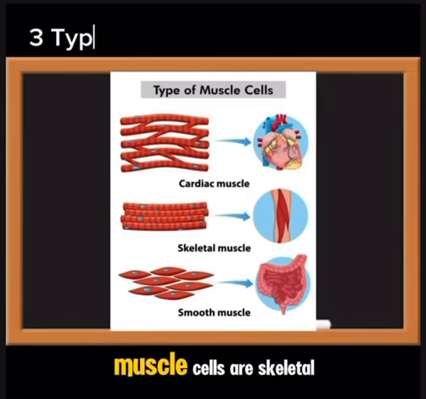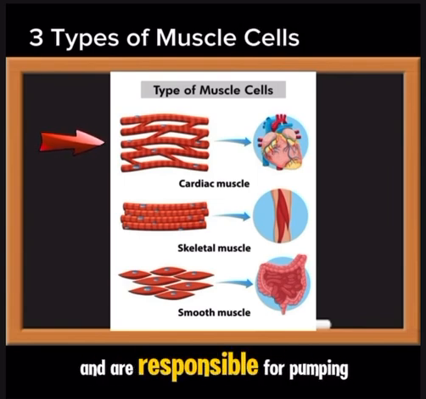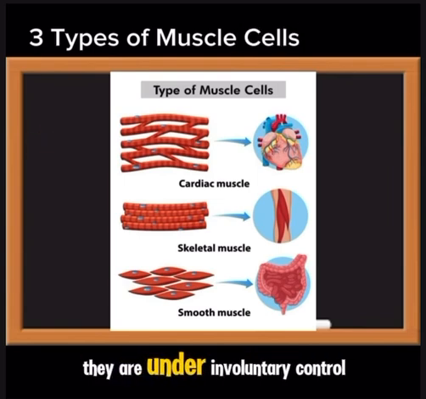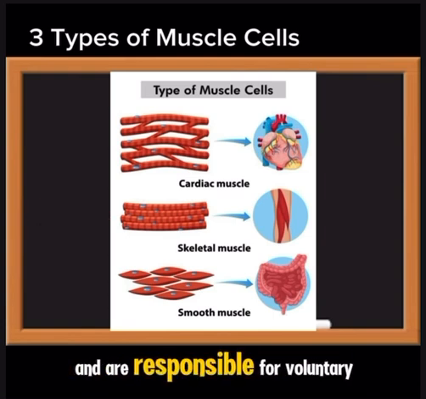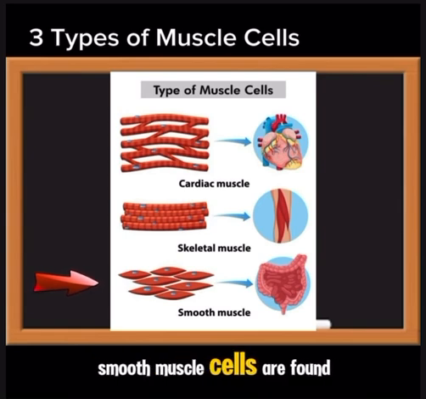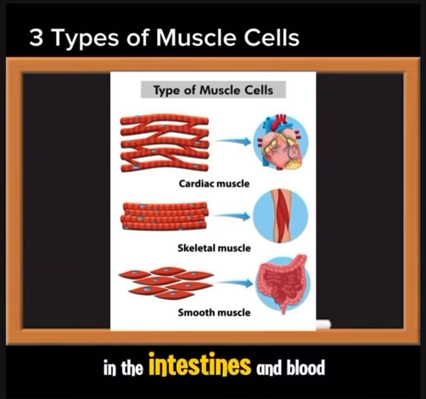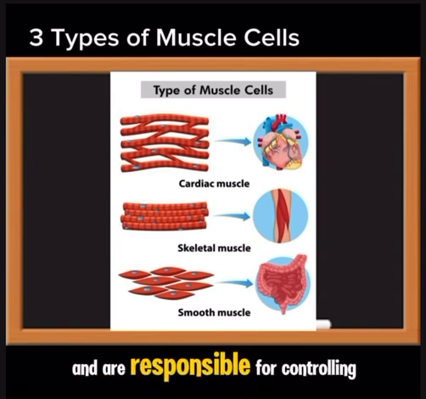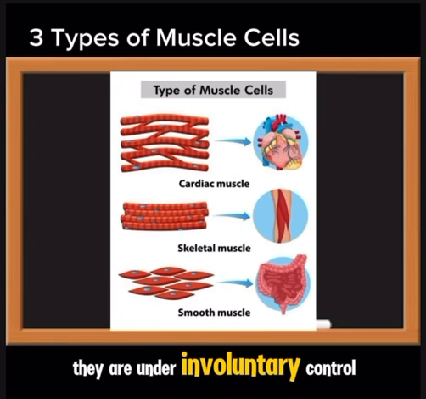The three main types of muscle cells are skeletal, cardiac, and smooth. Cardiac cells are found in the heart and are responsible for pumping blood. They are under involuntary control. Skeletal cells are attached to bones and tendons and are responsible for voluntary movement. Smooth muscle cells are found in the walls of hollow organs like the liver, the pancreas, the intestines, and blood vessels, and are responsible for controlling functions like digestion and blood flow. They are under involuntary control.